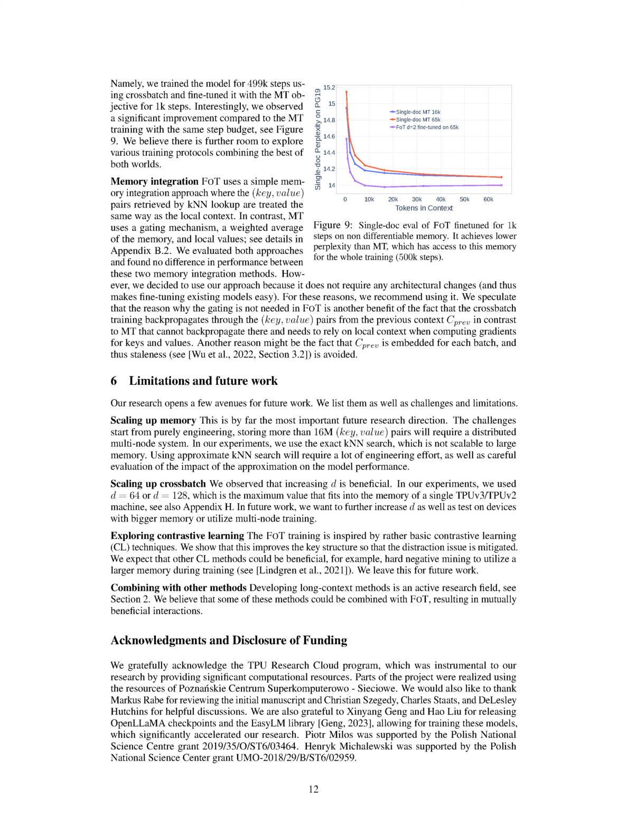Section Summary. The limitations and future work of our research include scaling up memory to handle more than 16 million key-value pairs, which would require a distributed multi-node system, and exploring the use of approximate KNN search to handle large memory. Additionally, we aim to increase the value of D and test on devices with bigger memory or utilize multi-node training for scaling up crossbatch. We also plan to explore other contrastive learning methods, such as hard negative mining, and investigate the combination of FOT with other long context methods for improved results.